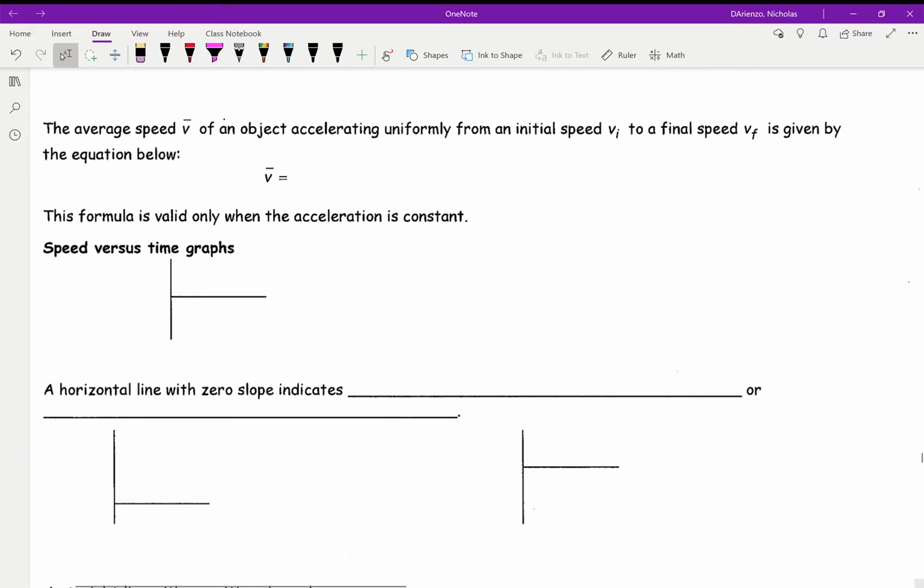Now, if we consider an object that is accelerating uniformly from some initial velocity to a final velocity, or initial speed to final speed, we could look at that motion and the average velocity as the initial velocity plus the final velocity, and we'll simply divide that by 2. Now, that doesn't necessarily mean that the object's speed is exactly the average speed the entire time. That's going to depend on the acceleration, but it's going to give us an idea of how quickly that object is moving.